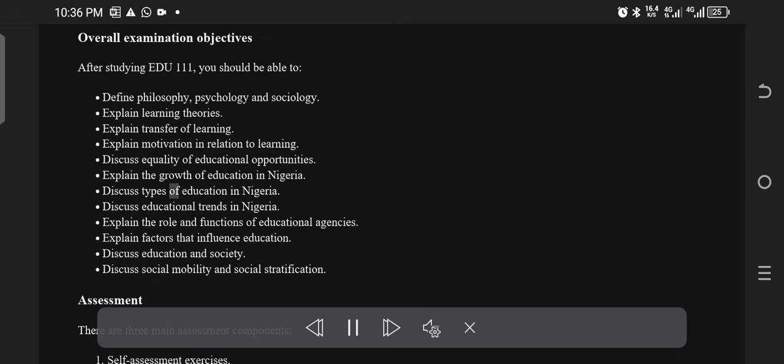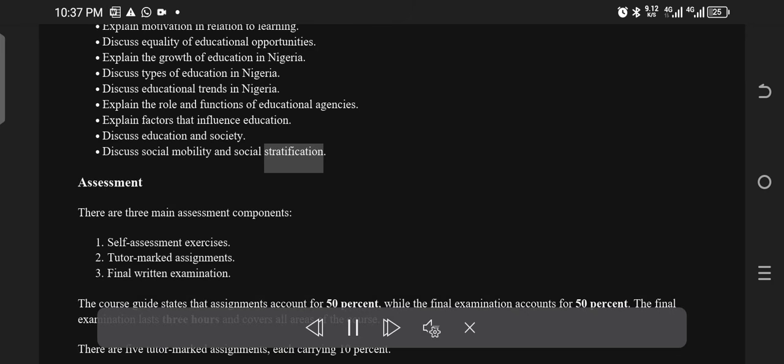Discuss types of education in Nigeria. Discuss educational trends in Nigeria. Explain the role and functions of educational agencies. Explain factors that influence education. Discuss education and society. Discuss social mobility and social stratification.